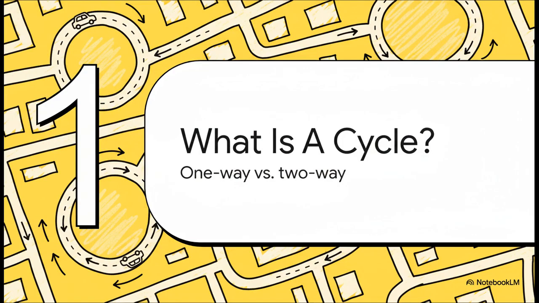To really wrap our heads around this, let's use a simple analogy. Think of a graph as a city map. Now, the big question is, are the streets one-way or two-way? Because believe it or not, that single difference splits the entire world of cycle detection into two totally separate problems.